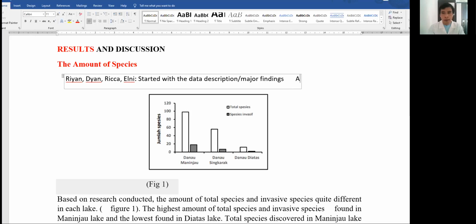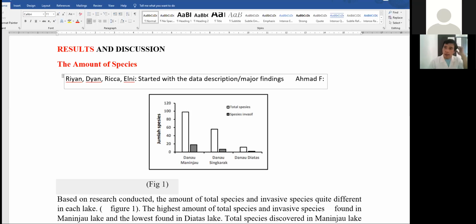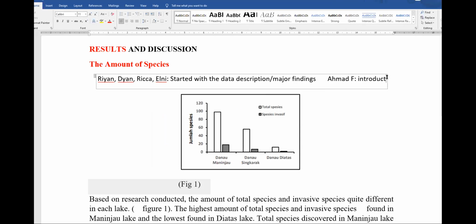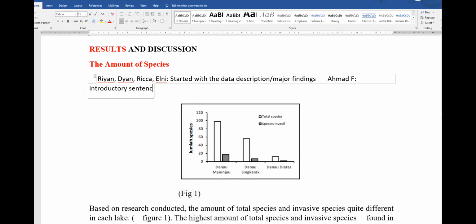Okay, sir. In my opinion, sir, before we show the data, we should make an introduction, sir, before we show our data, so the reader knows that the data has a connection with our hypothesis, sir. Okay, that is a different opinion.